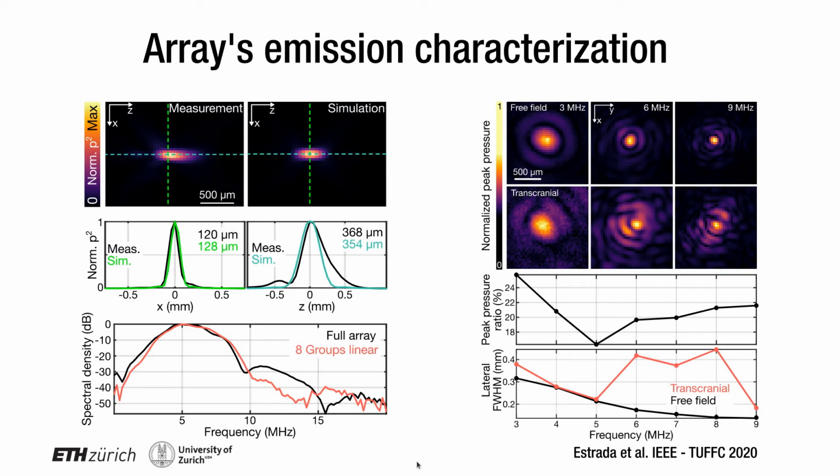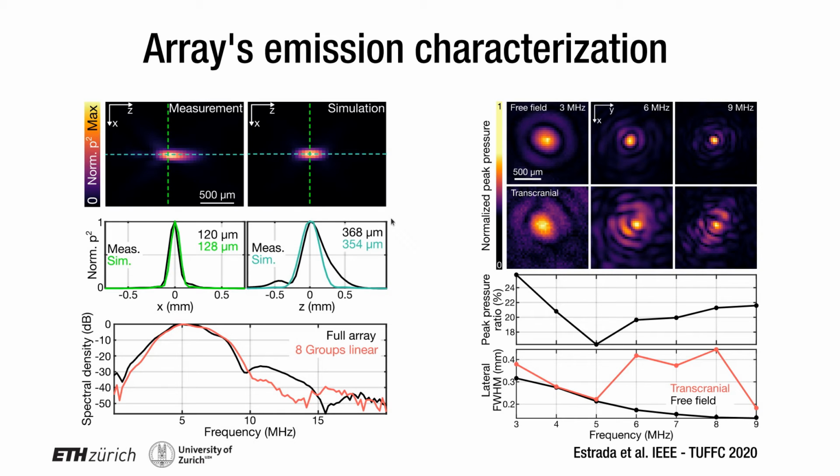We observe a higher second harmonic generation when we use the full array in comparison to when we just split the emission to 8 different groups of transducers and then we add the contribution of each group in the computer. So this is very nice. It's a very small spot.